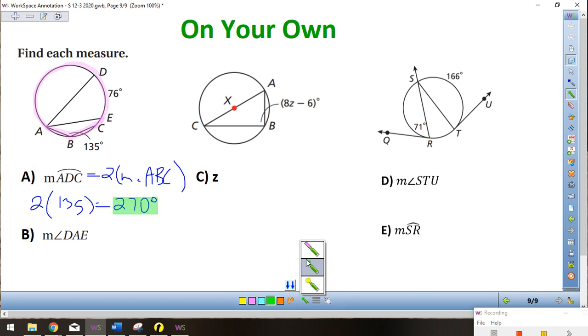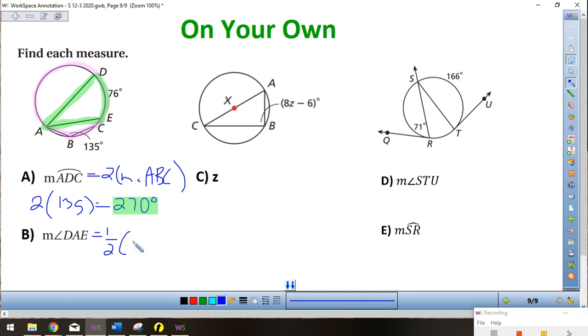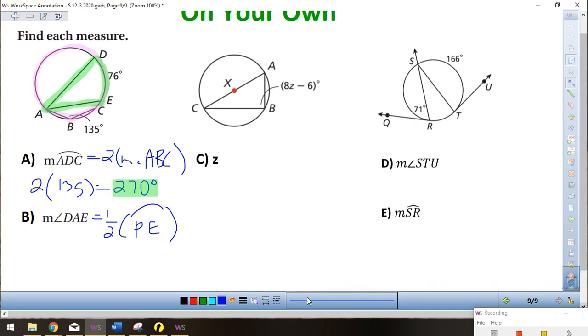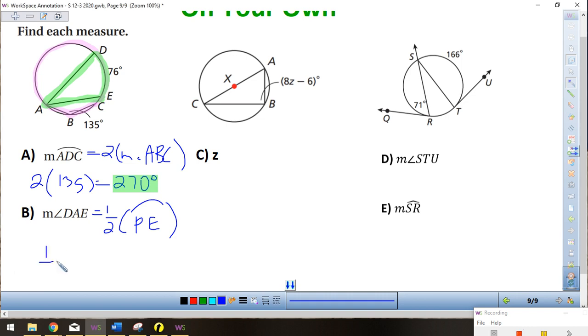All right, for the next one, they want us to find the measure of angle DAE. So DAE is the angle they want me to find. So that means the arc whose endpoints are D and E is just arc DE. So your angle is half the measure of that arc. So that is equal to 1/2 arc DE. Sorry, that's a D, not a P. So when I solve that, I'm going to get 1/2 of 76, which is equal to 38.